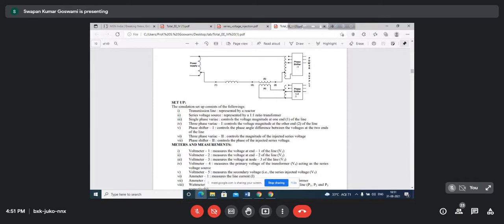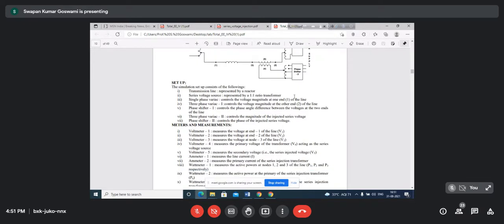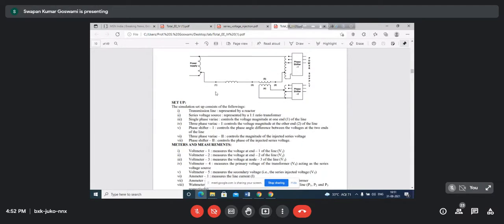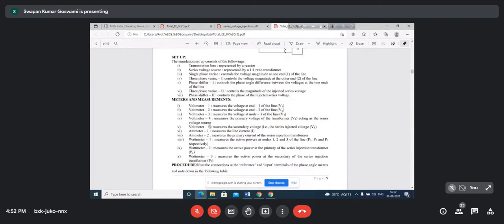Now you require so many meters, because in this experiment so many measurements are needed. Voltage is to be measured at say 4 or 5 locations, 1, 2, 3, 4, 5. How much is the voltage here, what is this voltage with respect to ground, or with respect to neutral? All these voltages will be measured. That's why the 5 voltmeters.